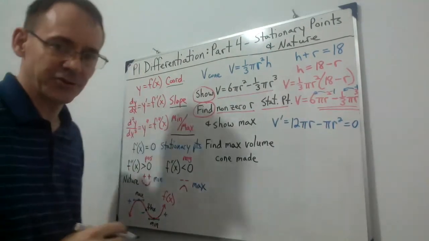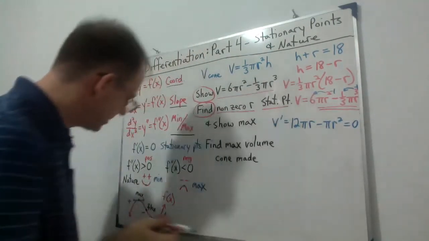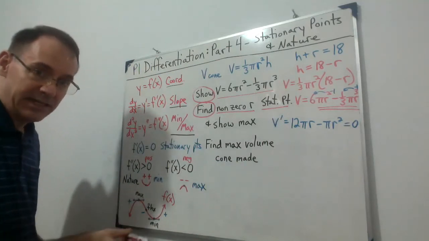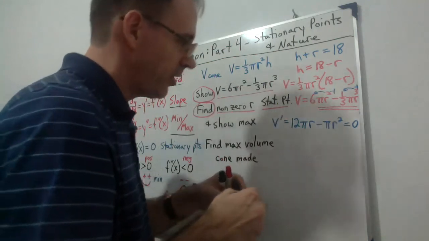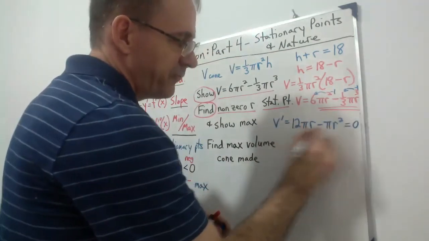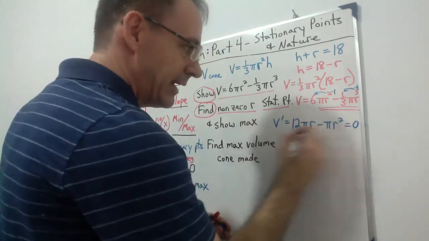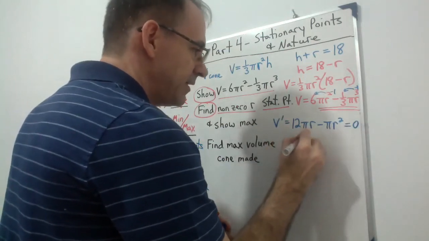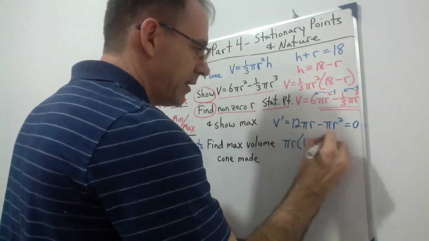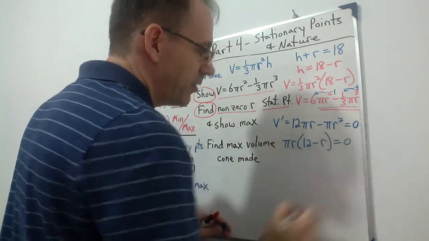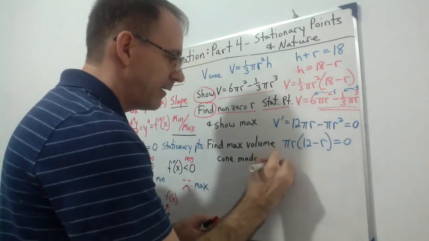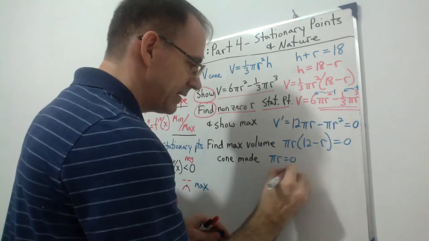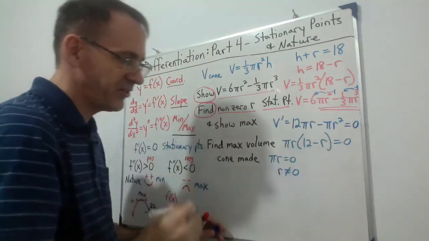Stationary point is first derivative set equal to 0 because the min and max has a horizontal tangent line, meaning the slope is 0. So now we can factor out a pi and an r. If we take out pi r, that leaves us with 12 minus r equals 0. So that's pi r equals 0, where r cannot equal 0 because we already said non-zero r.